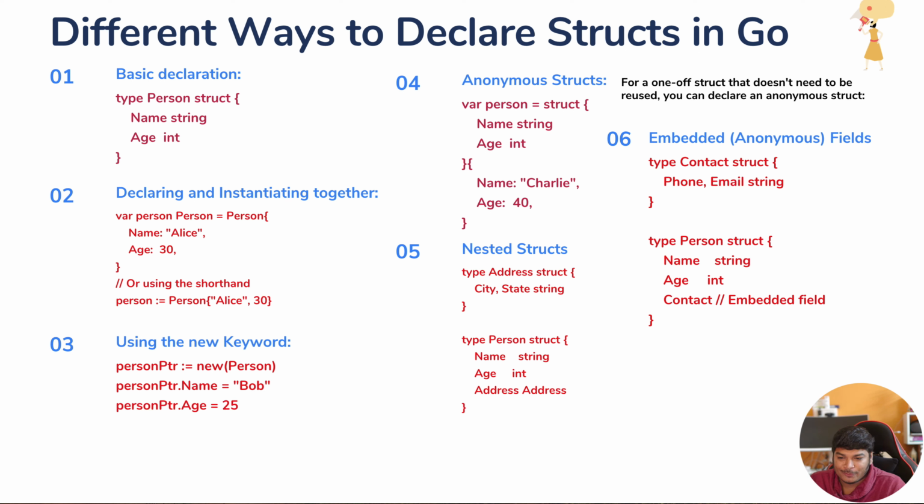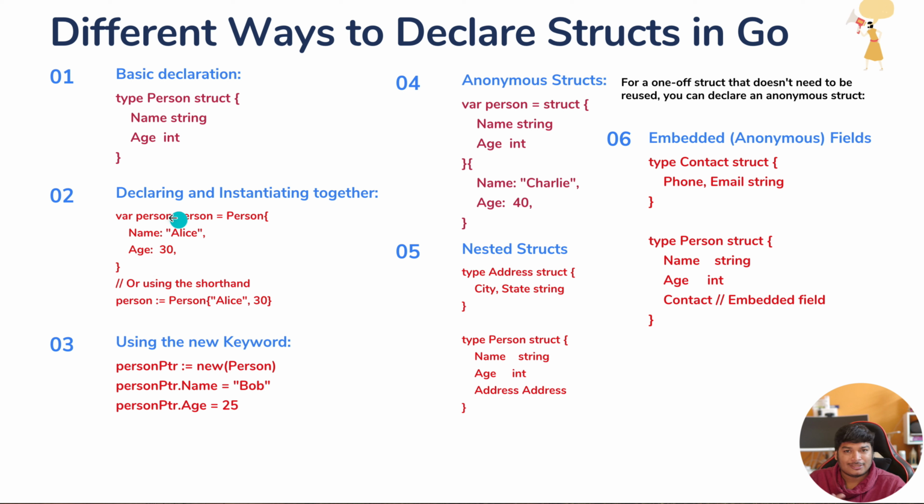Now the second way, which is declaring and initializing together. For this example we have var, then the variable name person, then the custom type which is Person in title case, equals Person in title case, which was this custom struct. Then what is the name field value? Alice. What is the age field value? 30. Name is a string, so the string is Alice, and age is 30, which is an integer. So this satisfies the case.